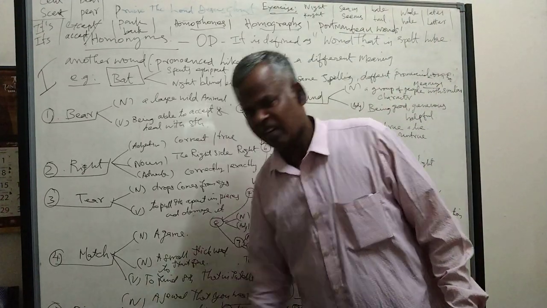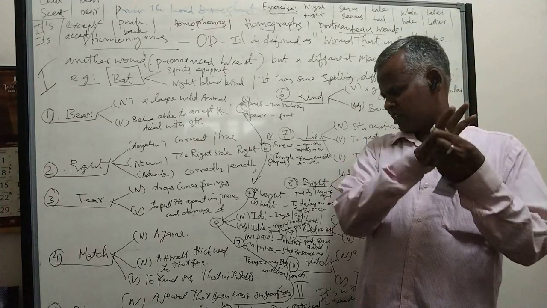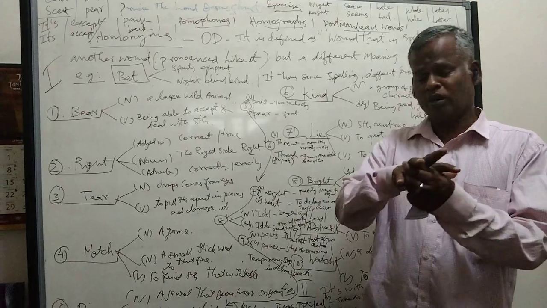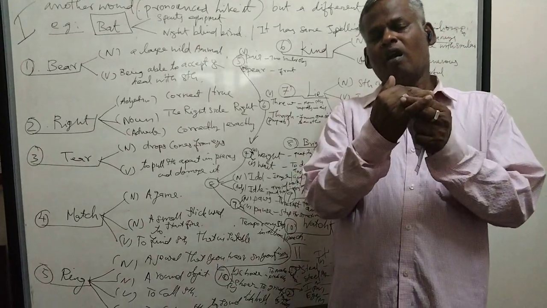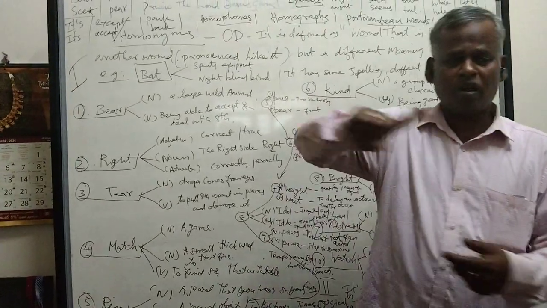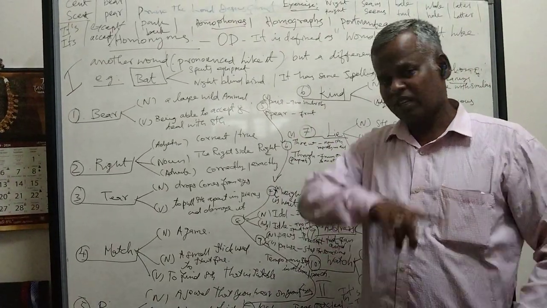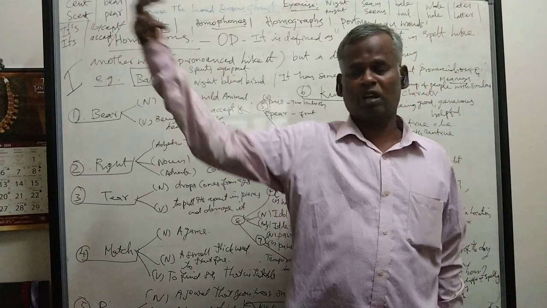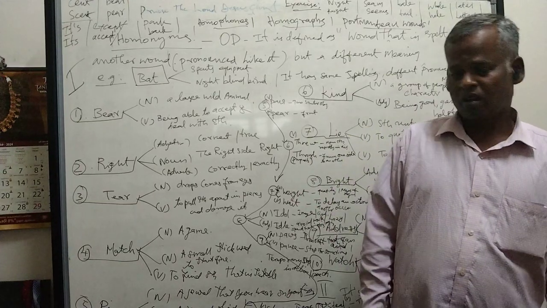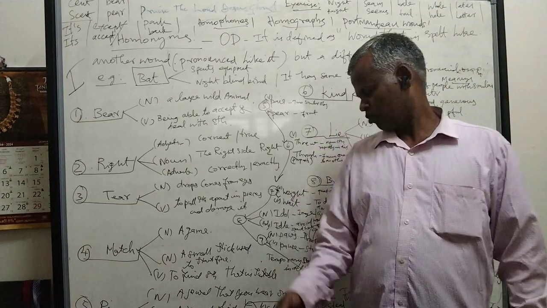Next thing is ring. Ring means a round object. Ring also means a jewel on your finger, whether it is a gold ring or a silver ring or anything. Next is a round object. Bangle is also a ring. Ring ball, one game, is also there. To call something, to make a call: ring someone, call someone.